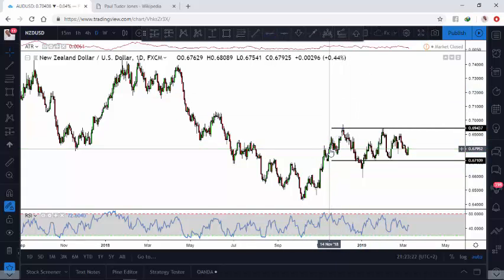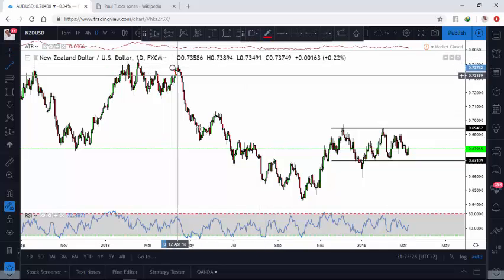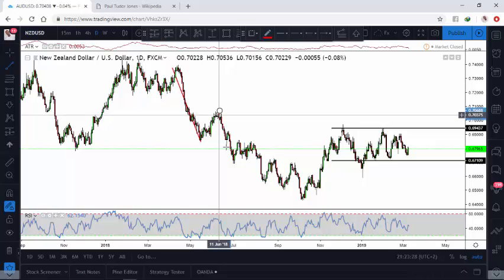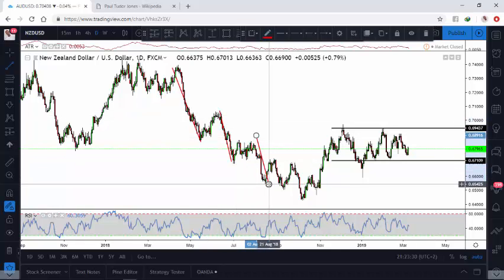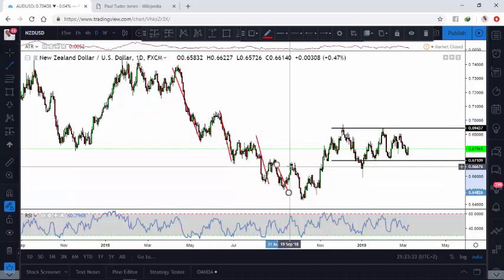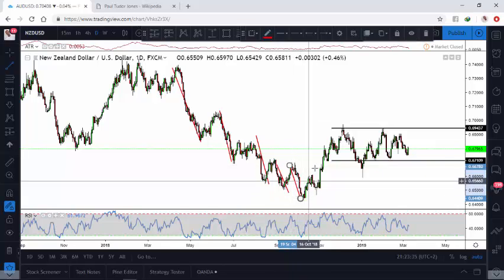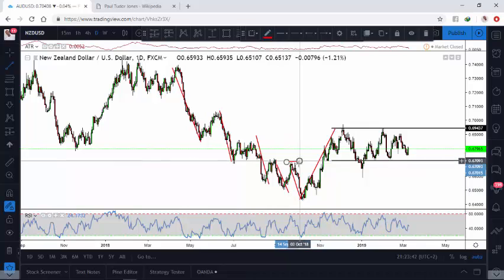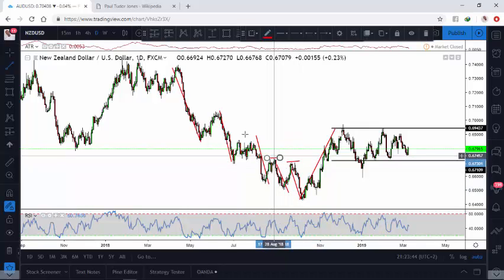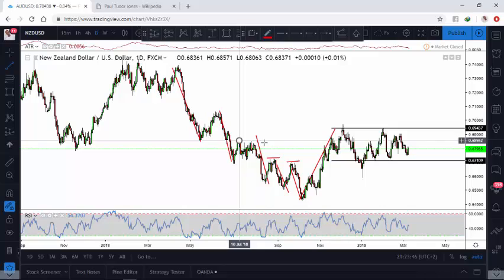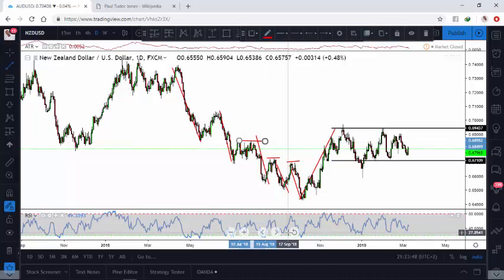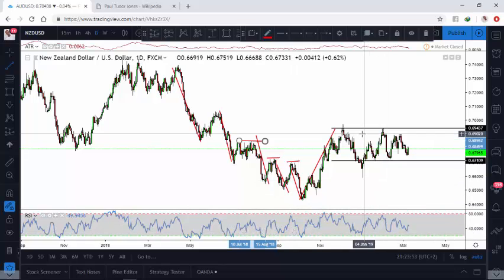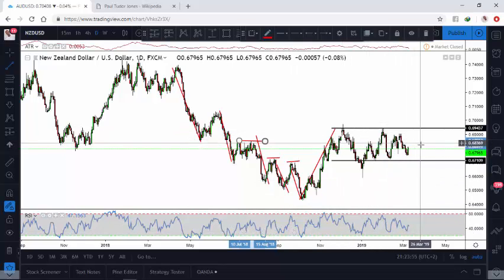All right, the market has been going down, right? The market has been going down, and down till we have this move right here. This move has violated this move right there, this high, and another high right here. However, the market has been going sideways from there.